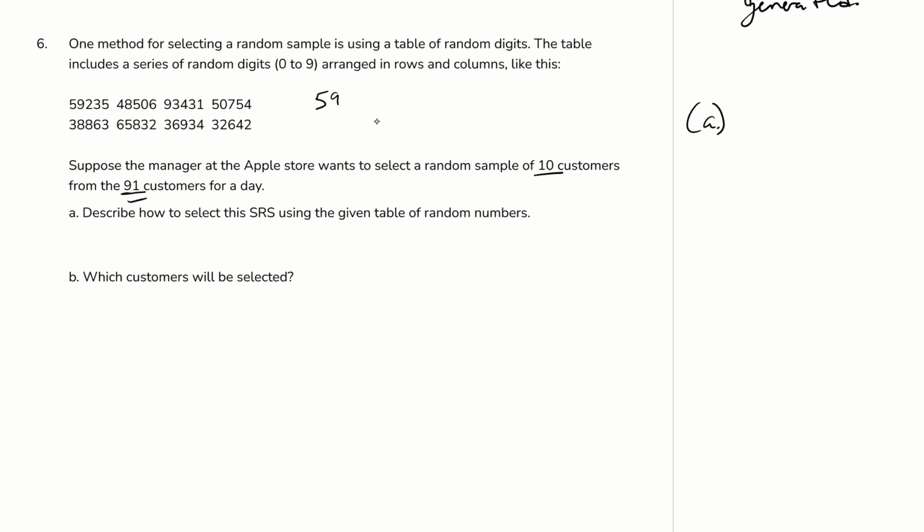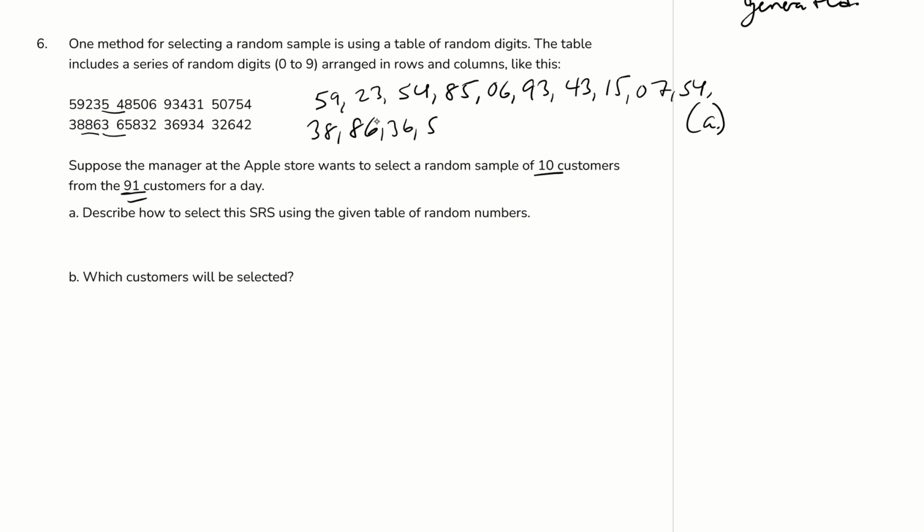So we got 59, we got 23, then we got 54, 85, 06, 93, 43, we got 15. Then we got 07, we got 54, we got 38, 86. Again, this is all from that table. We got 36 there, 58, 32, 36, 93, 43, 26, and 42. All right, so those are all listed 2-digit numbers from the table, from left to right.